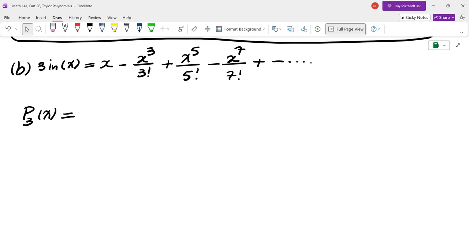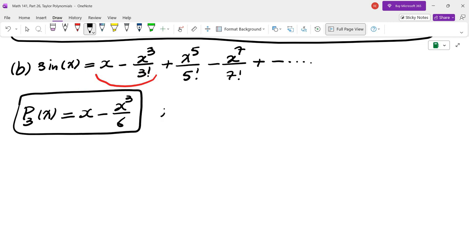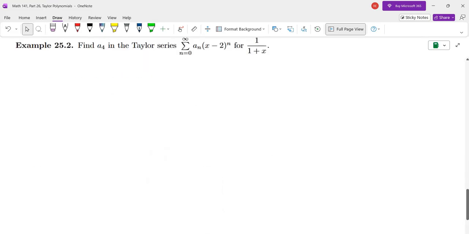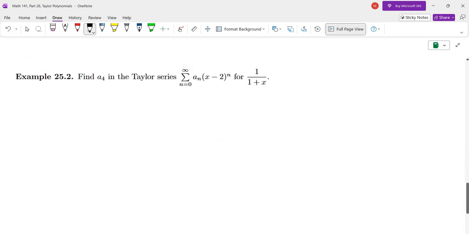So for the third one, I'll have to go up to degree 3. So it would be x minus x cubed over 6. So this would be the answer to the problem. Now the fourth one, I'll have to go up to degree 4, but there is no degree 4. So it's actually the same as the previous one. So that's the same as the third Taylor polynomial. Let's look at one more example and then we will summarize.